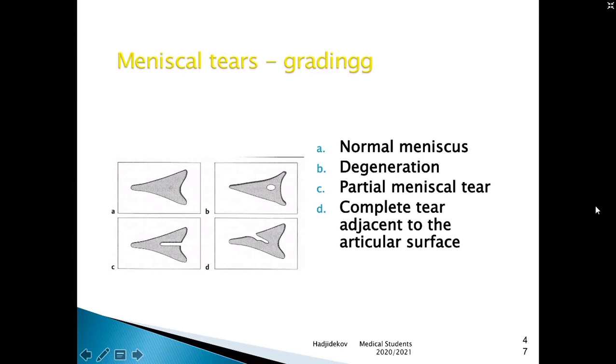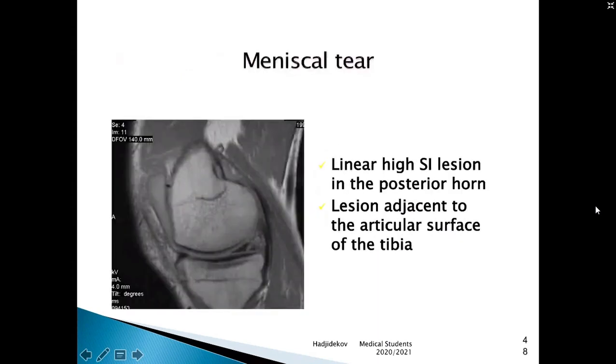So here will be the femur, here will be the tibia. And this is one complete tear of the meniscus. This is the posterior horn of the medial meniscus, which appears as a hypointense area with a hyperintense lesion. This linear high signal intensity lesion in the posterior horn corresponds to the lesion.